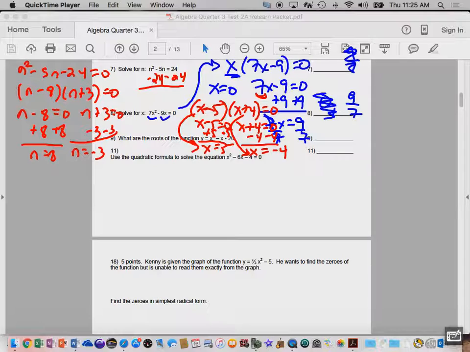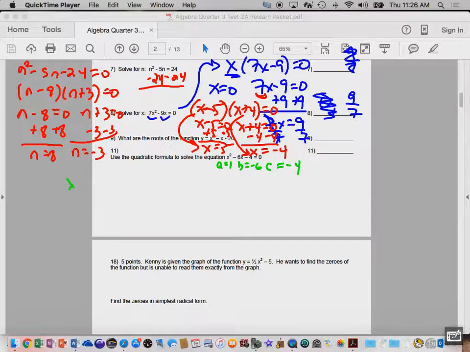Use the quadratic formula to solve the equation. So a is 1. A is the number in front of the x squared. B is negative 6. It's the number in front of the x. Remember what I just said, because we're going to come back to that. B is the number in front of the x. And C is the number at the end.